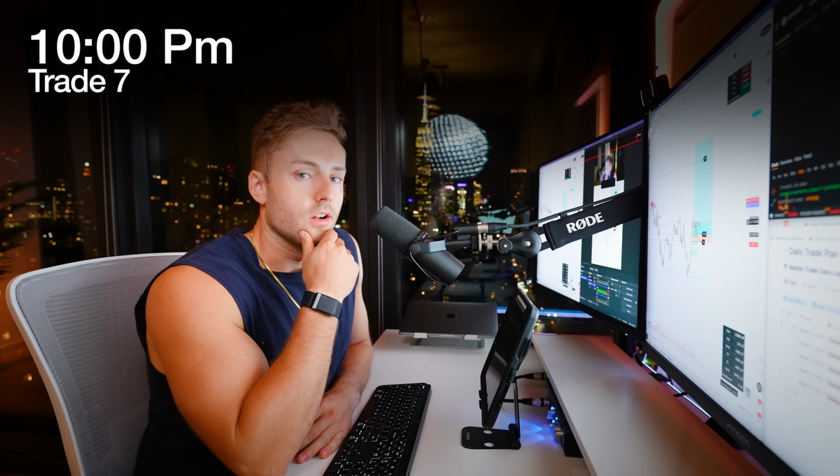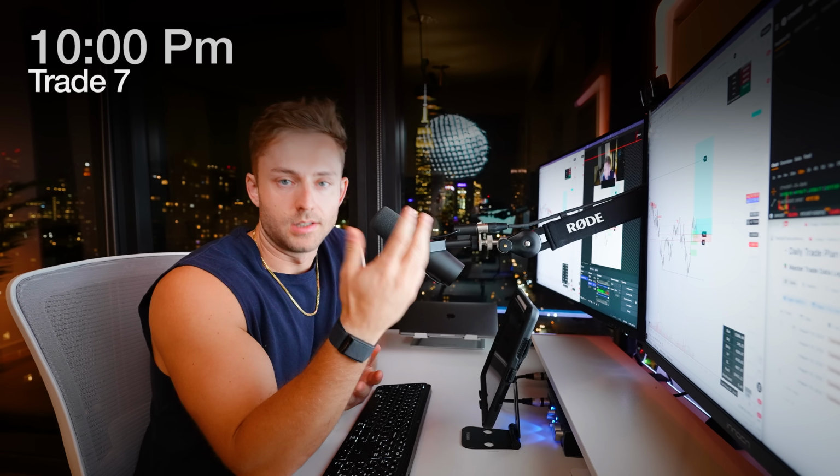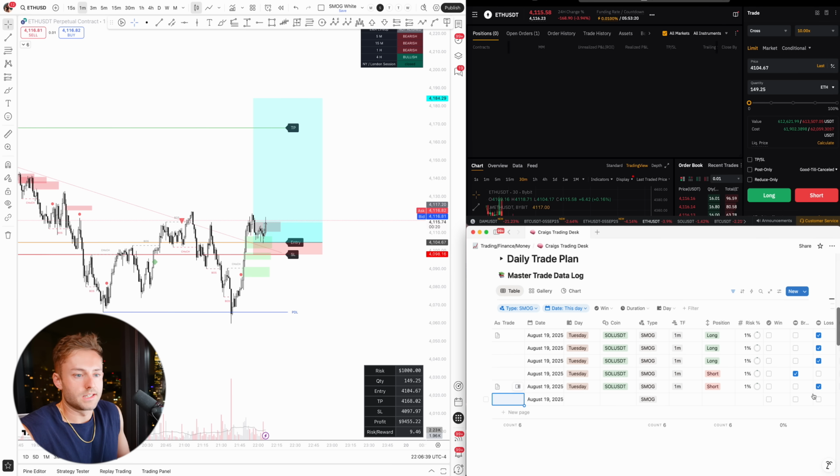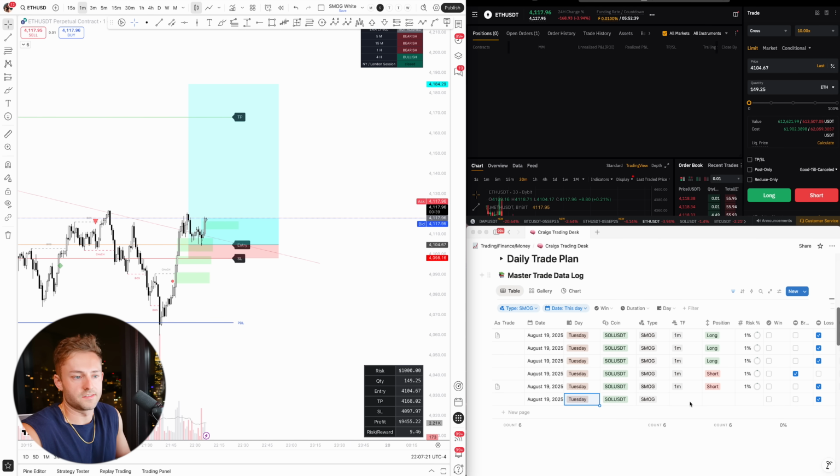So that trade that we just took on Solana ended up coming all the way back up again and stopping us out for break even. So, another break even on the day here. I'm going to try to take one more trade. This is literally the last trade.